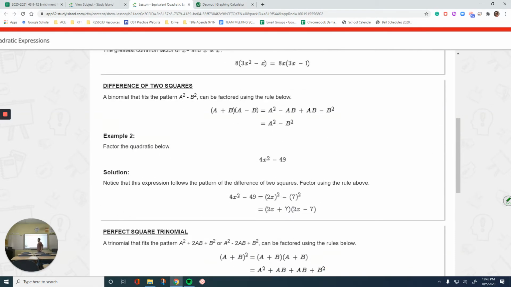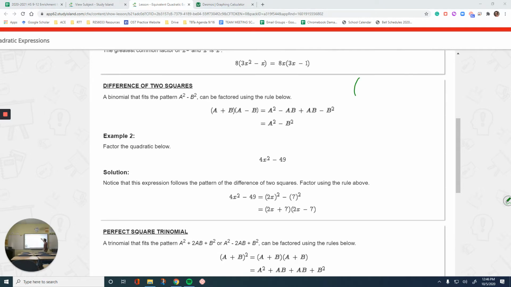Now, I mentioned this on yesterday's IXL, difference of two squares. When you have two perfect squares, and if you're subtracting them, you can simplify it, factor it out. So the formula is given right here. On the IXL video, I used lowercase letters. That doesn't matter. I'm going to still use lowercase letters.